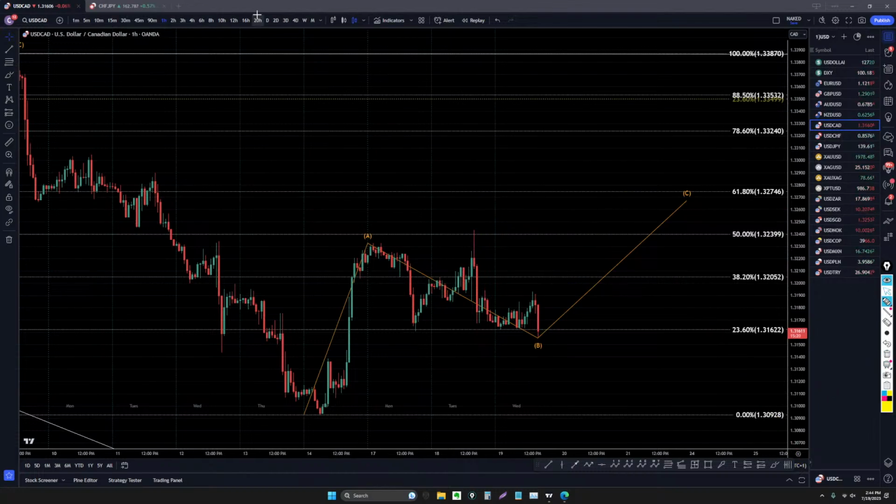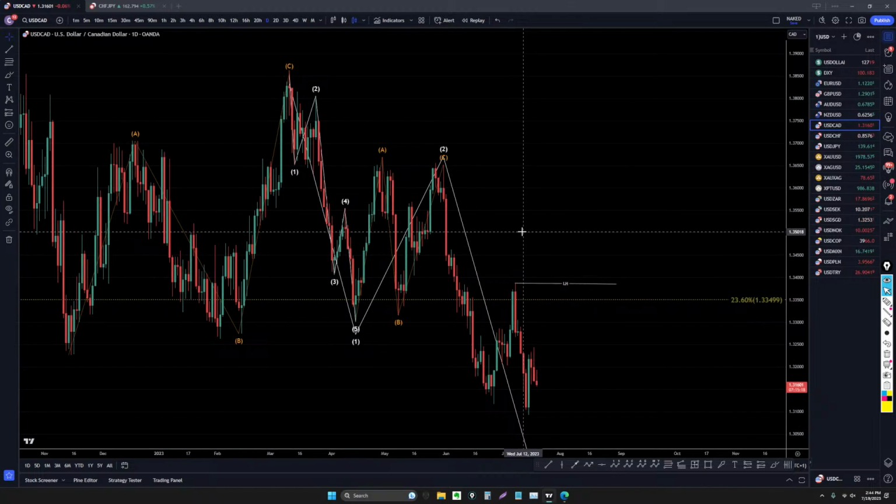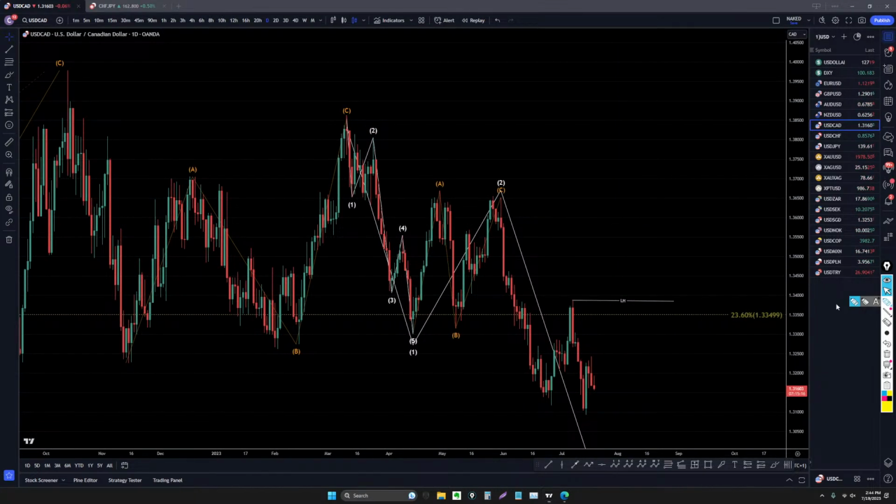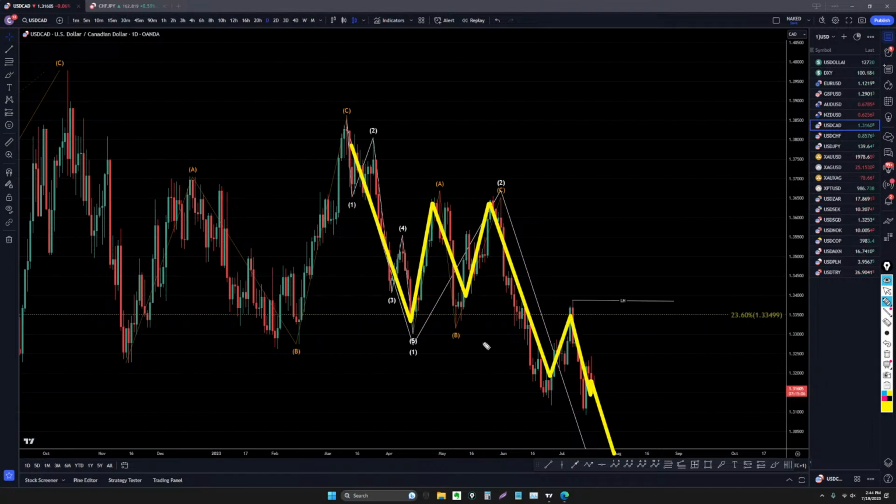So we didn't look at the higher time frames on this one, but it's kind of the same story. On the daily, I still think this is a 1. I think this is an A, B, C of 2. I think this is all probably part of a wave 3, which I still believe is going to continue to make lower lows and lower highs and just keep on going down.